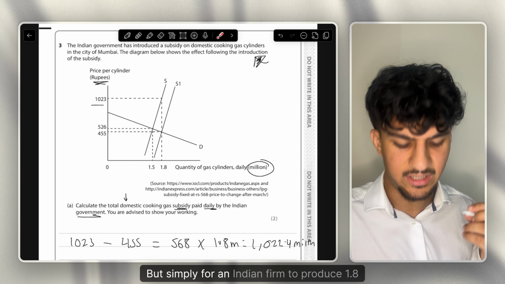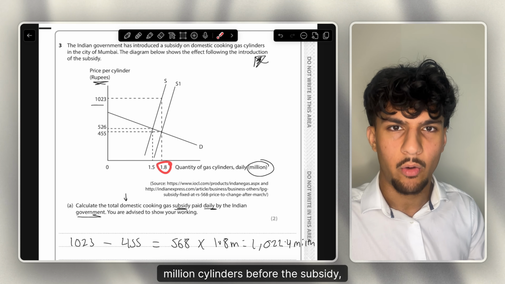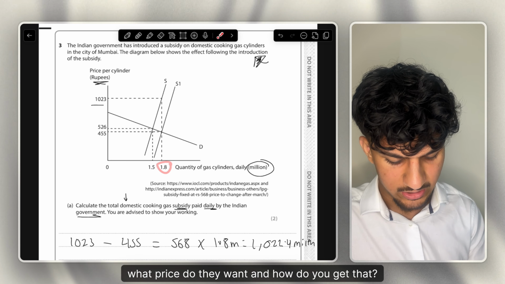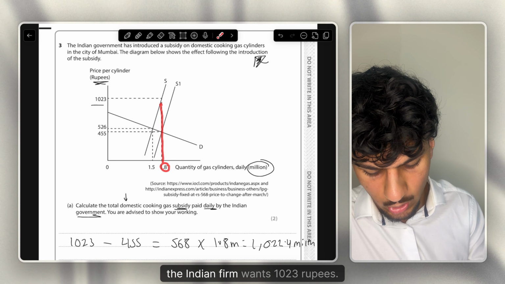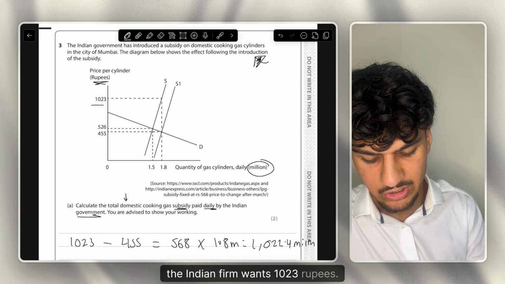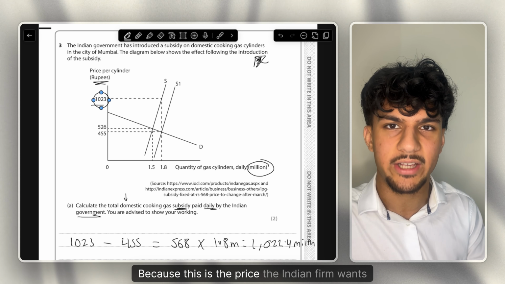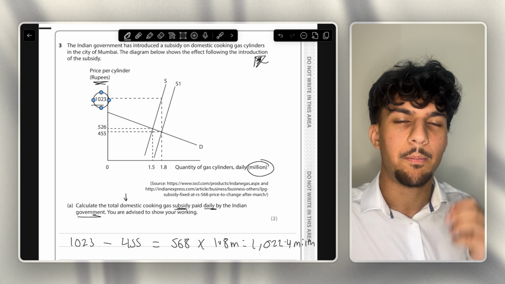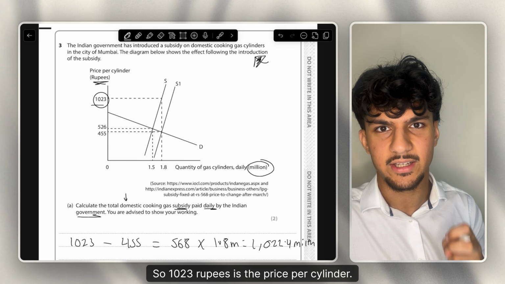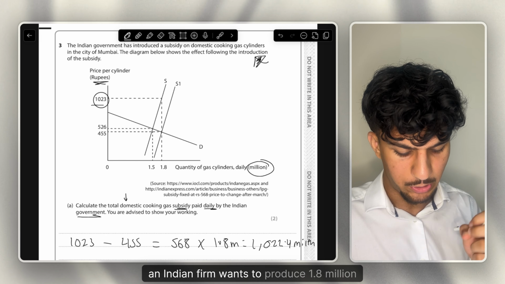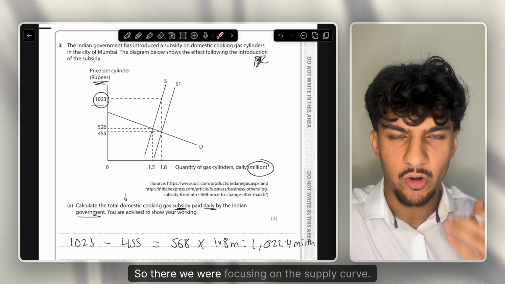But simply, for an Indian firm to produce 1.8 million cylinders before the subsidy, what price do they want? And how do you get that? Before the subsidy, to produce 1.8 million cylinders, the Indian firm wants 1,023 rupees. And that is the reason why we use this number, because this is the price the Indian firm wants before the subsidy. So 1,023 rupees is the price per cylinder an Indian firm wants to produce 1.8 million gas cylinders. So there we were focusing on the supply curve.